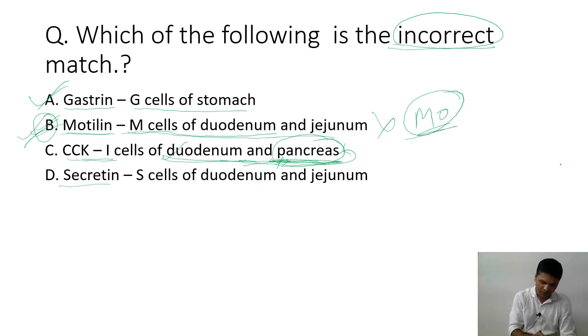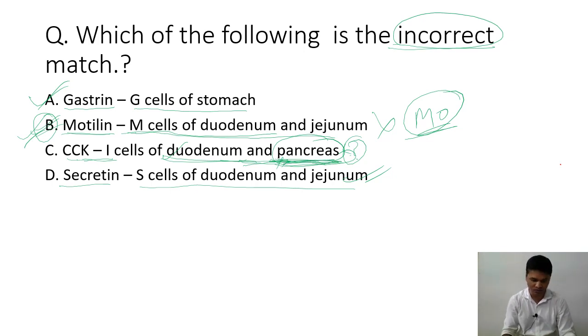Secretin is secreted from S cell of duodenum and jejunum. So this is the right thing. Here a little confusion may be there because of the pancreas in the option, since it is acting on the pancreas, not secreted from it. The clear cut answer is motilin, though the slide you have to change. Suppose pancreas is not in the option, then this is right, and the incorrect answer will be motilin, which is secreted from MO cell, not M cell.